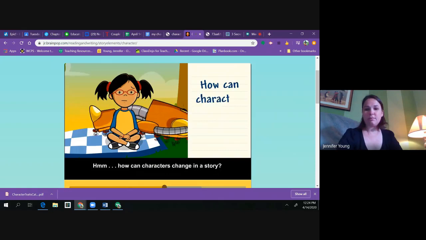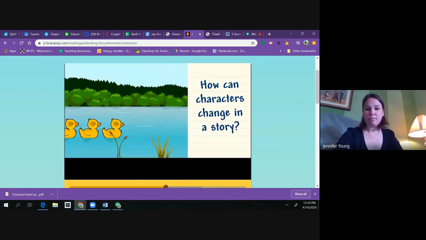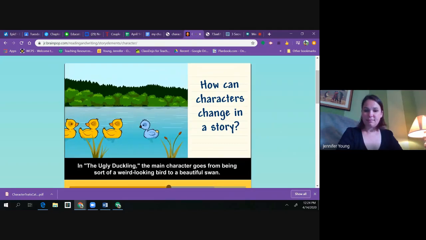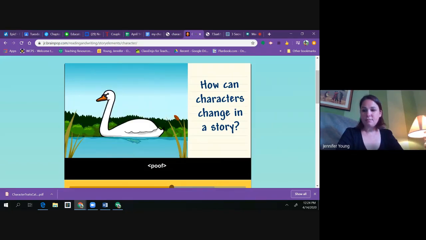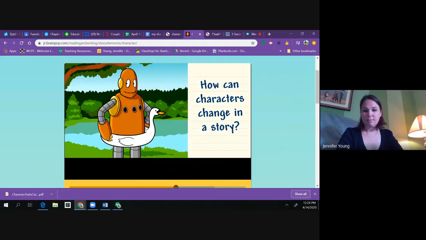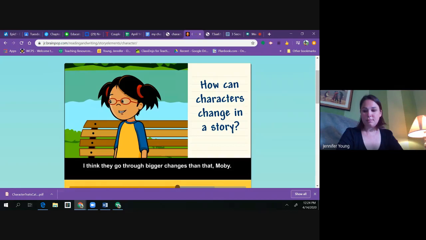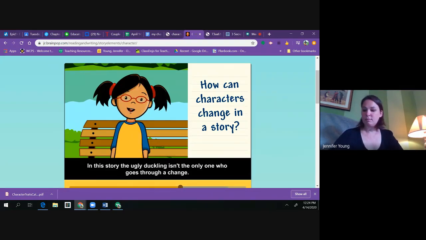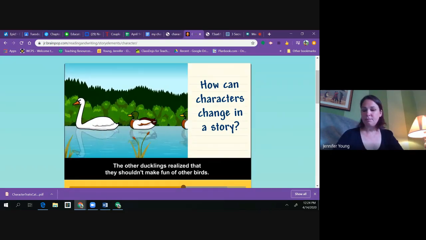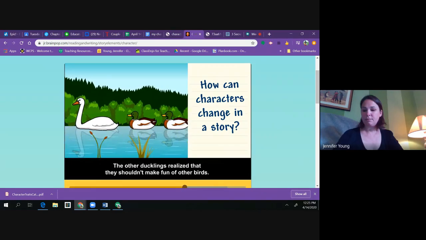How can characters change in a story? In The Ugly Duckling, the main character goes from being sort of a weird-looking bird into a beautiful swan. I guess a character in a story can change just like people in real life. I think they go through bigger changes than that, Moby. In this story, the ugly duckling isn't the only one who goes through a change. The other ducklings realize that they shouldn't make fun of other birds, so they change too.